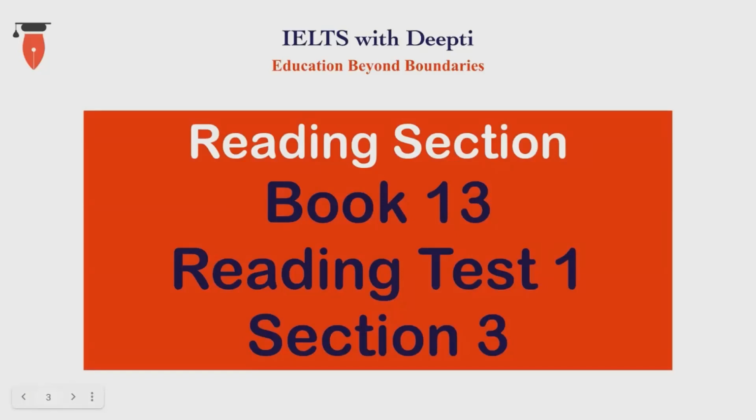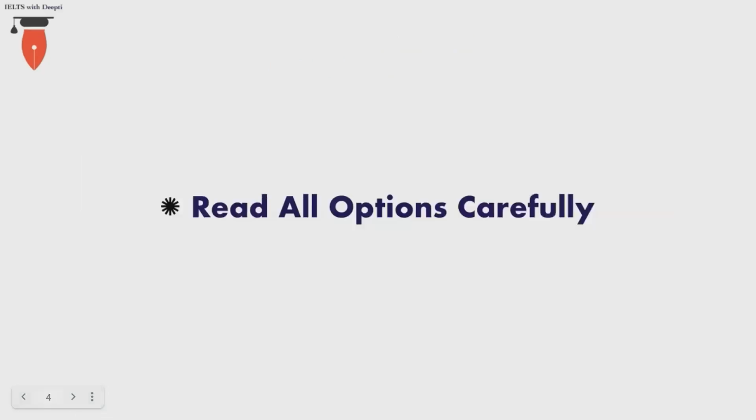For the purpose of this video, I will use book 13. I have taken reading test 1 of book 13 and the section is 3. The third section I'll be focusing on. Now, even though this book that I have taken is a general training version, even the academic test has similar question types. So this video will be useful to anyone who's taking IELTS, be it general training or academic. So let's understand a few strategies of what should be done to solve this particular question type.